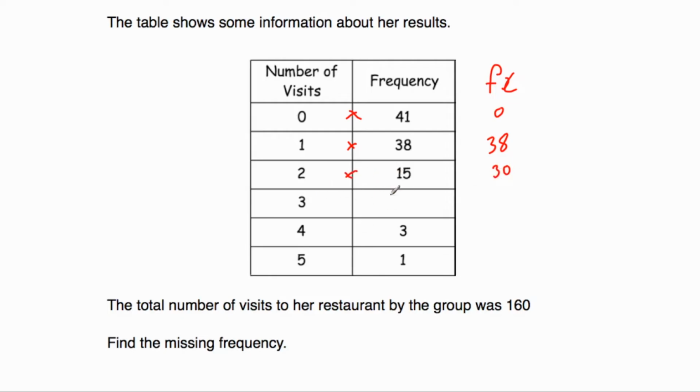Then we've got our row with the missing number. We'll come back to that in a minute. Then we've got 3 people who have visited 4 times each, so that'll be 12 visits in total. And 1 person who visited 5 times, that's 5 visits in total.